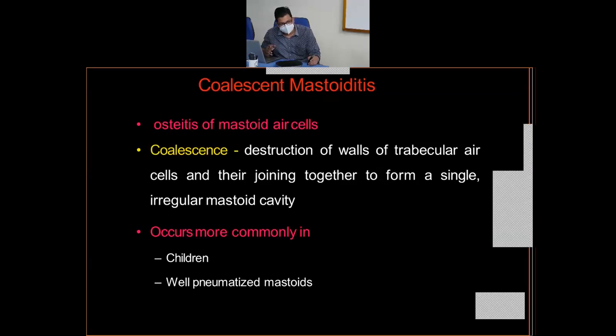And there are two more stages: subacute mastoiditis and latent mastoiditis. Subacute mastoiditis is where you give inappropriate antibiotic treatment. So you give antibiotics for 10 days, but it's not appropriate, not according to bacterial sensitivity, so it won't resolve. Then we call it subacute mastoiditis.